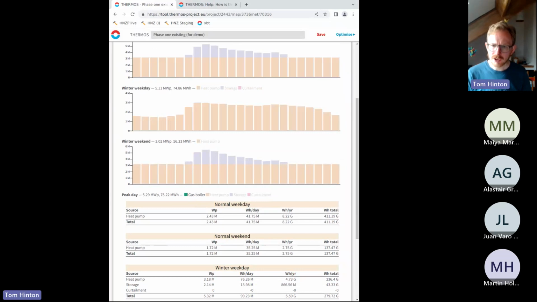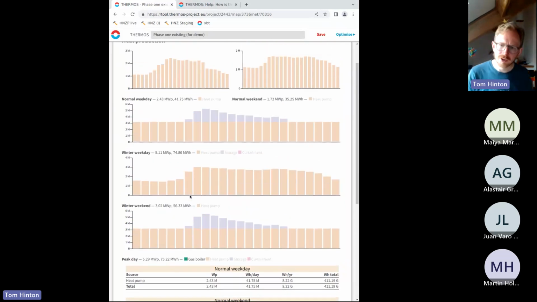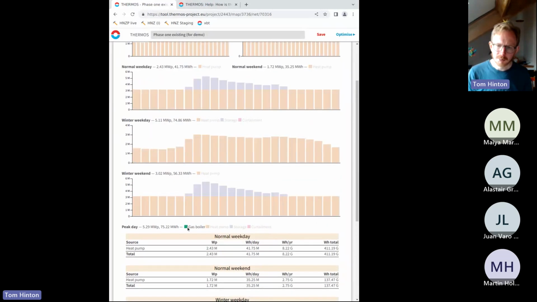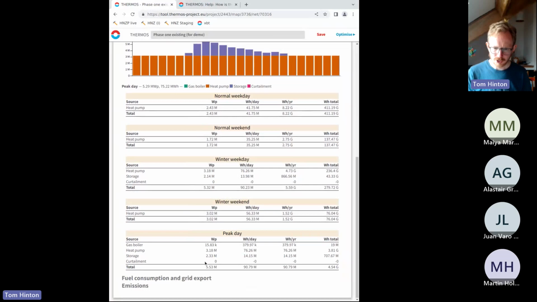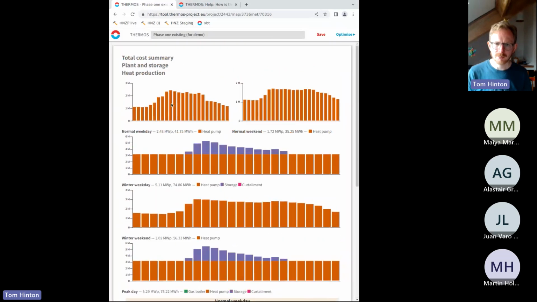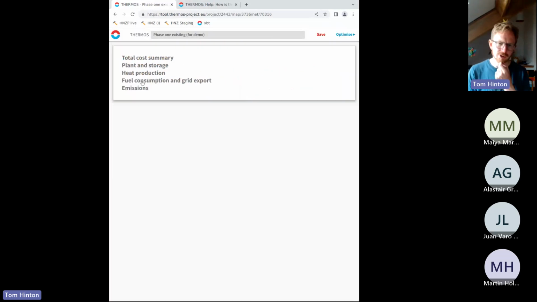Oh, interesting. It's built this very tiny amount of gas boiler, and I can't even see on the graph when it's using it. So it's probably just that there's a microscopic period where it's worth doing that. And then these tables are just tabular versions of the same thing. So that's the output of the system.